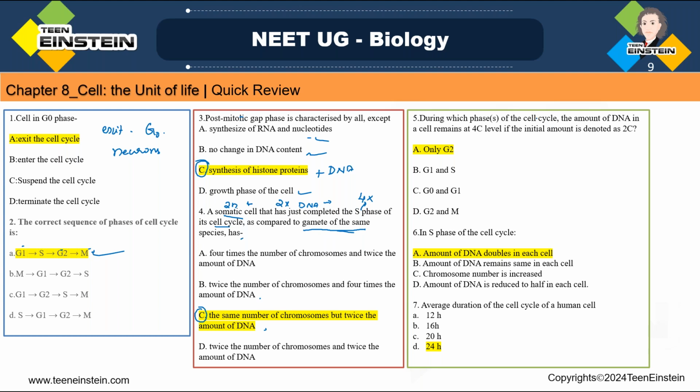During which phase or phases of the cell cycle does the amount of DNA in a cell remain at 4C level if the initial amount is denoted as 2C?